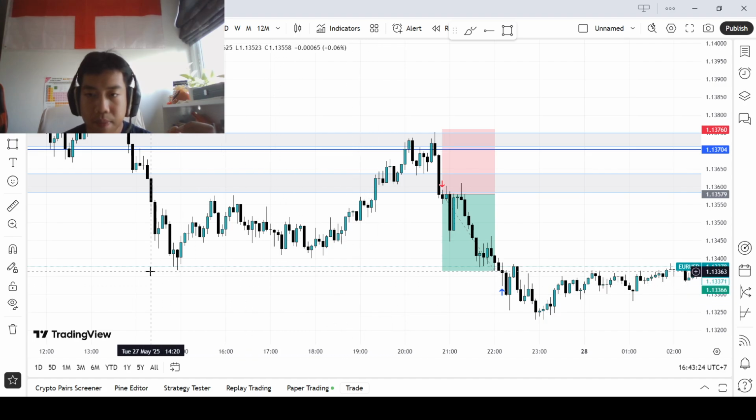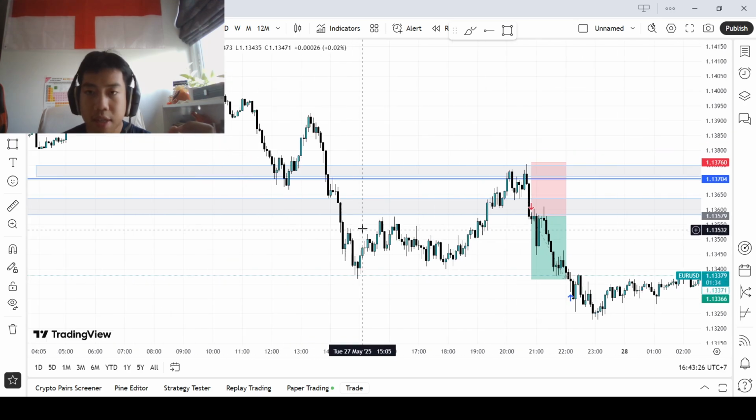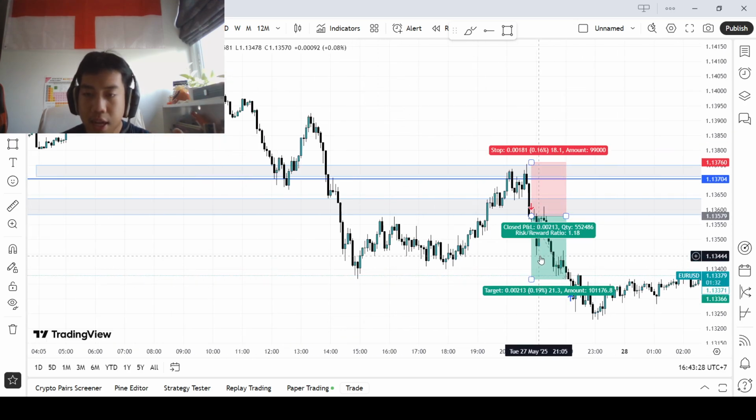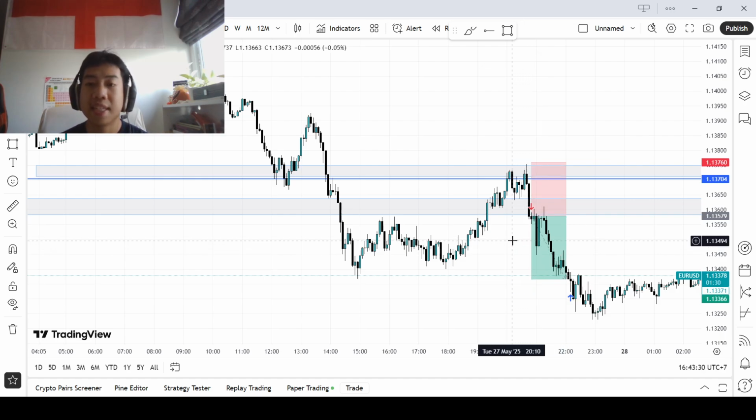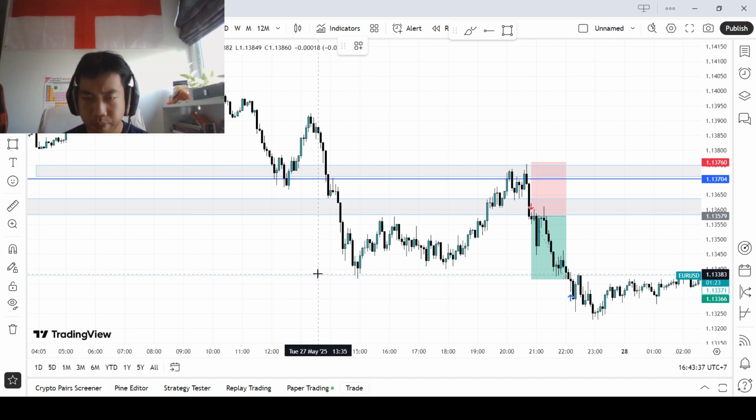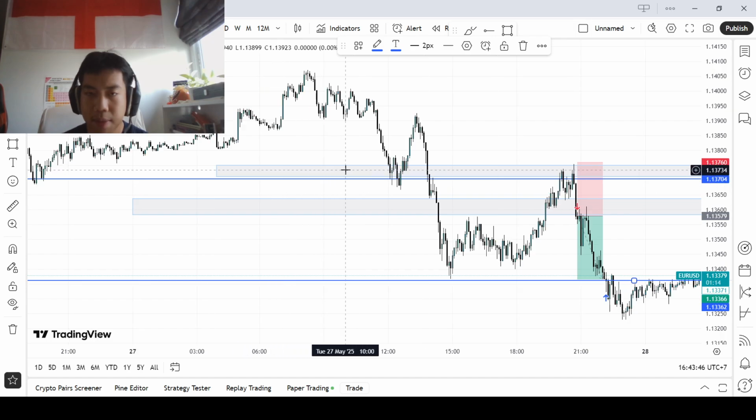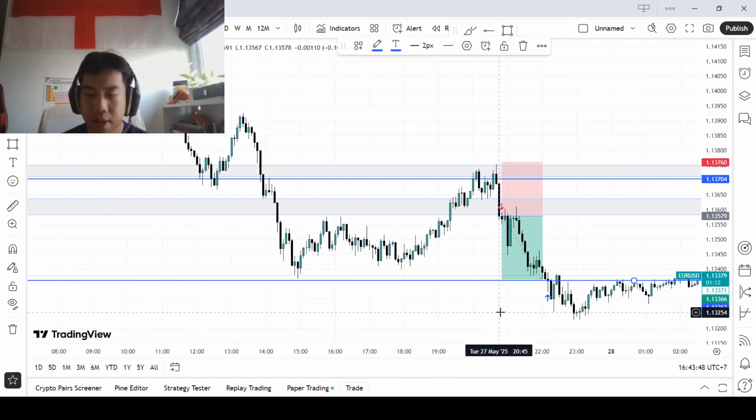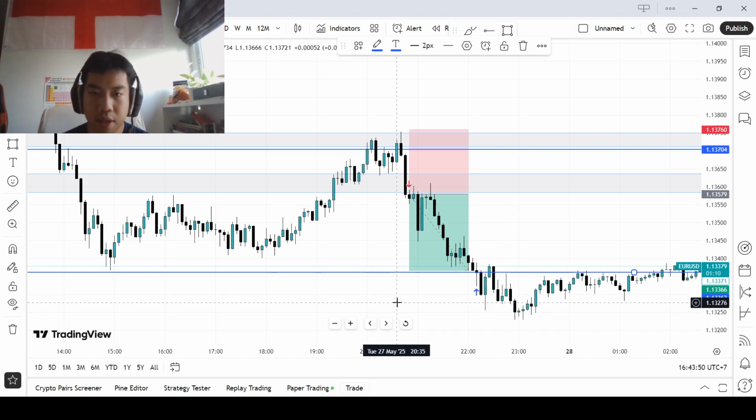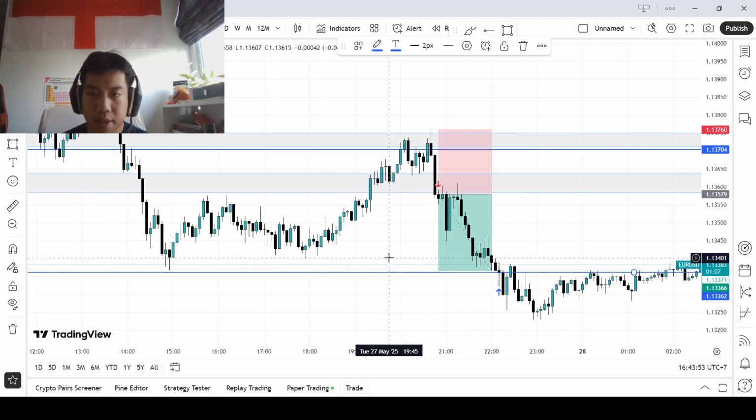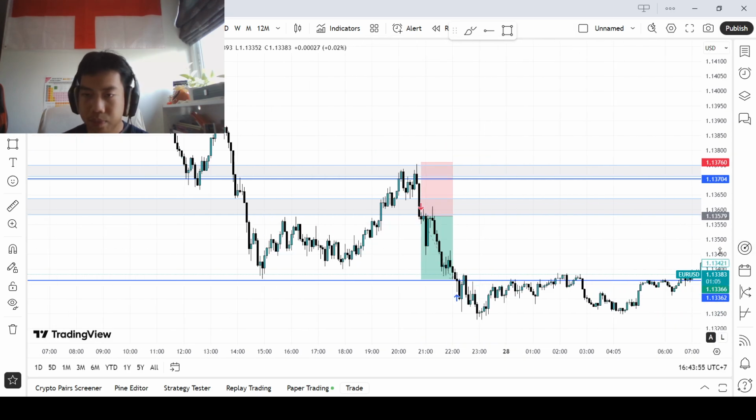I was hoping for at least a 1-to-1 RR. So I targeted this low right here. And by doing so, I did get a 1-to-1 RR.